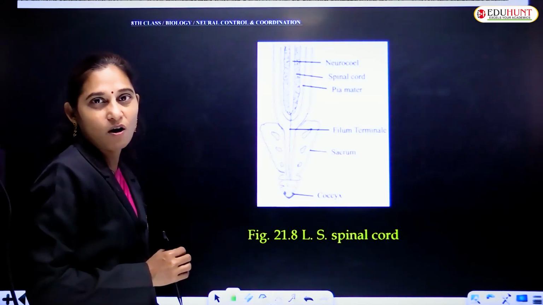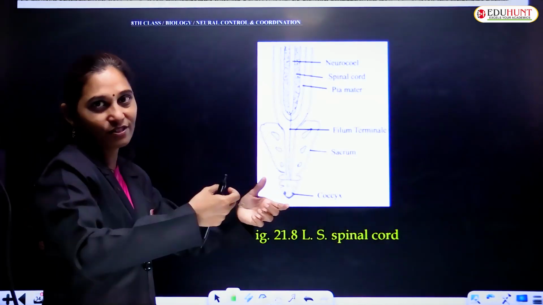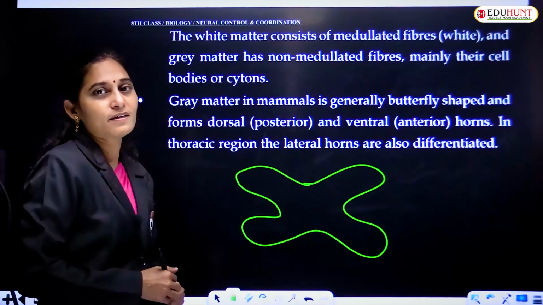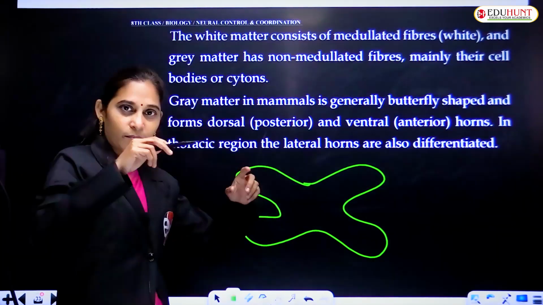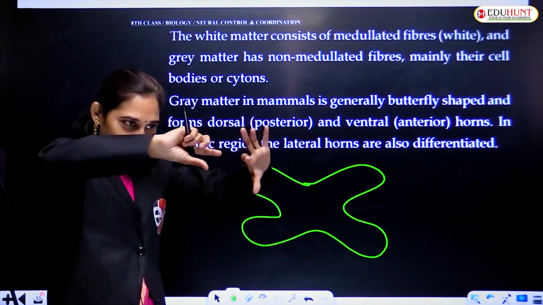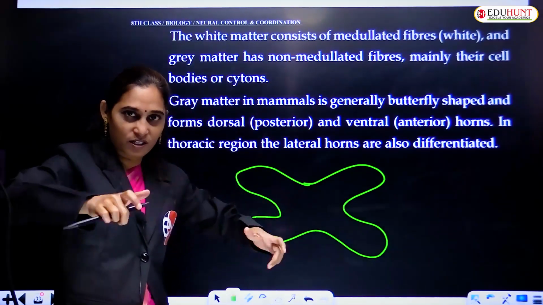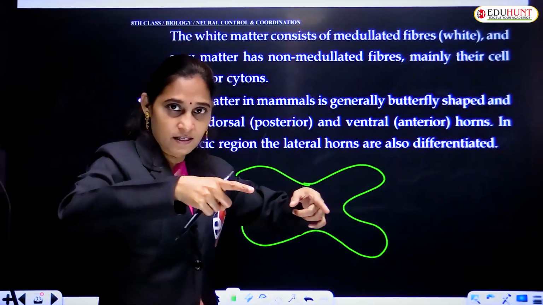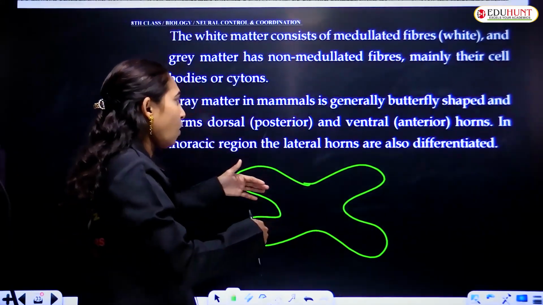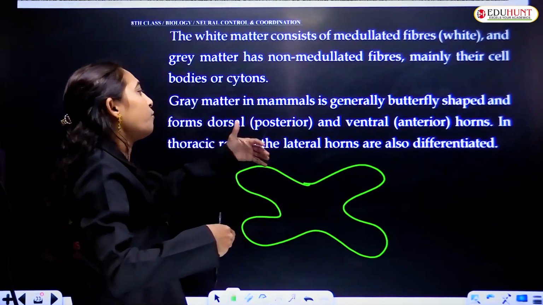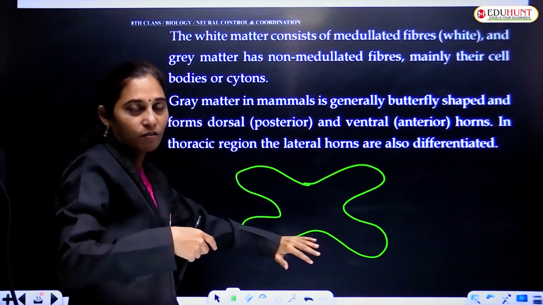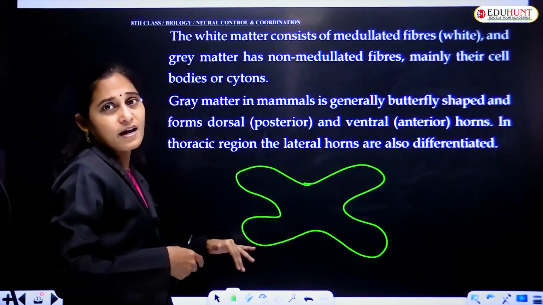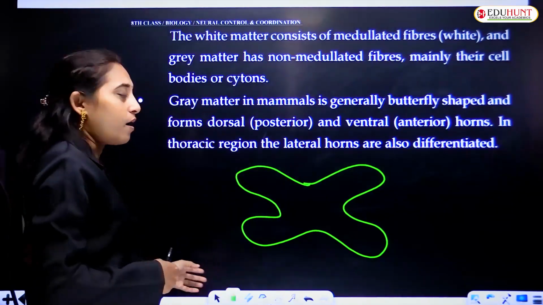What are these lateral horns? They are extensions of the grey matter. The grey matter is not round. It is somewhat like a butterfly, and like the wing-like structures that the butterfly has, the grey matter also extends like horns. The dorsal side horns are called the posterior horns, the ventral side horns are called the anterior horns, and the lateral side ones are called the lateral horns.